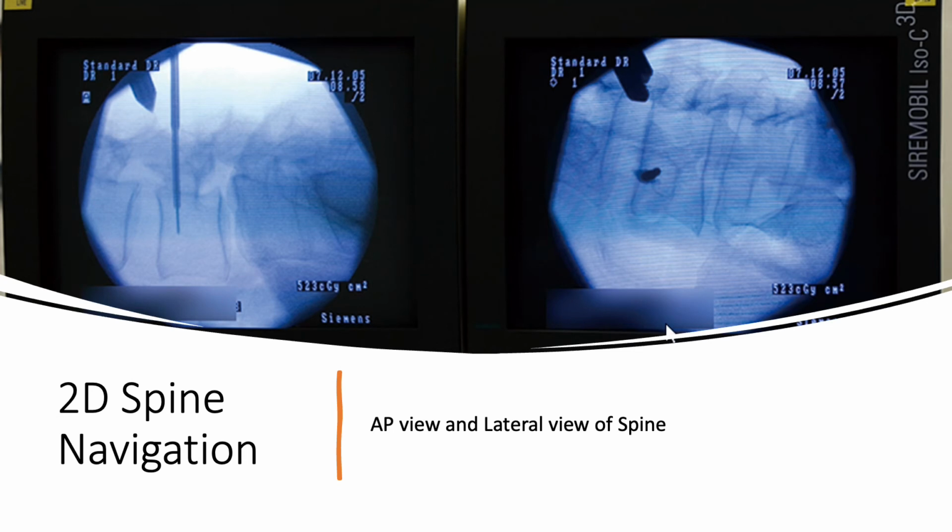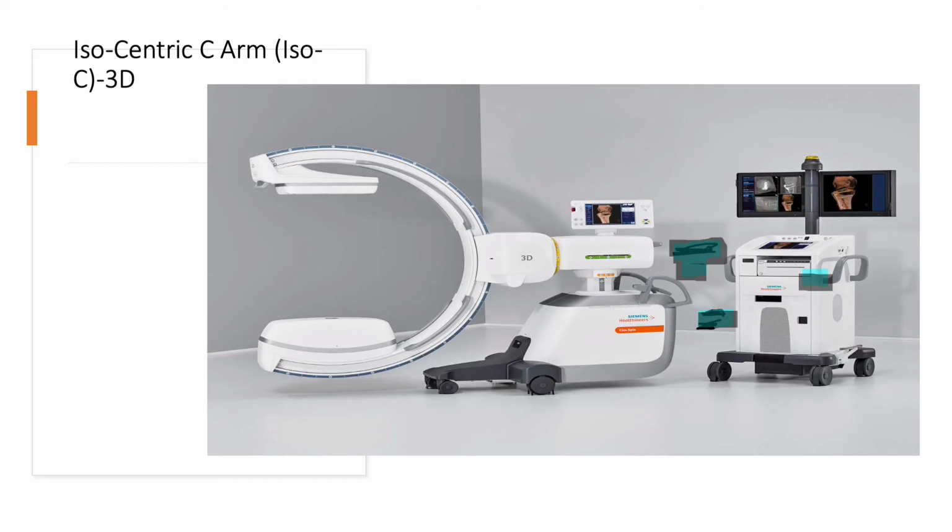Surgeons have been traditionally using 2D spine navigation using AP and lateral view X-ray for quite a period of time. And then came the isocentric C-arm, which helps to recreate three-dimensional pictures of the bony anatomy and helps in navigation.